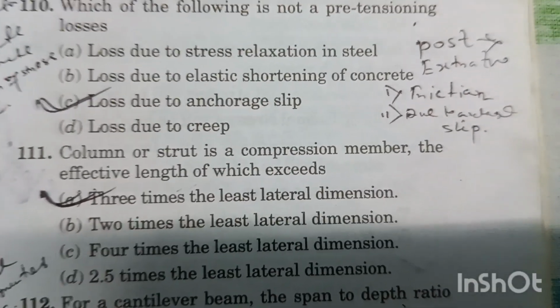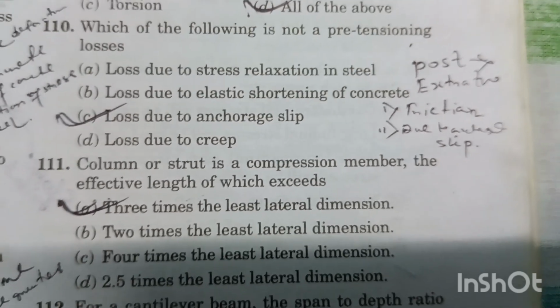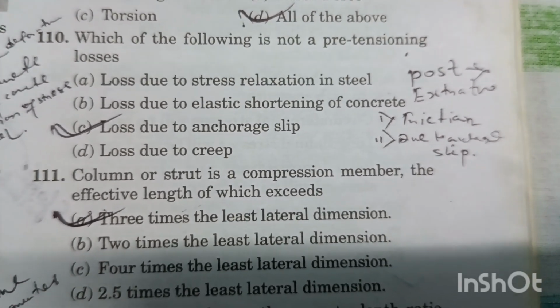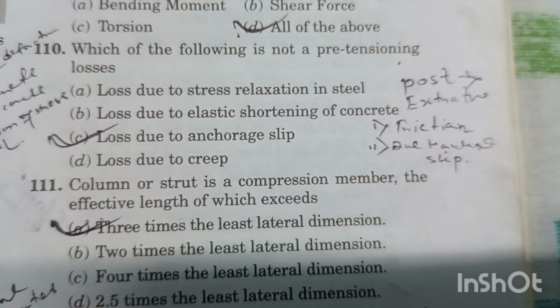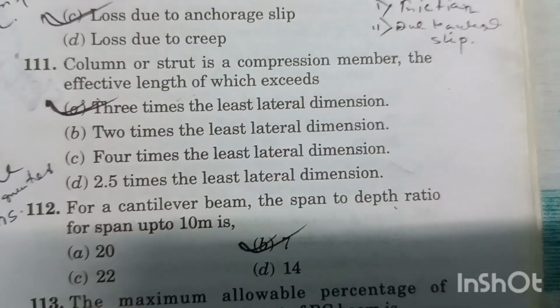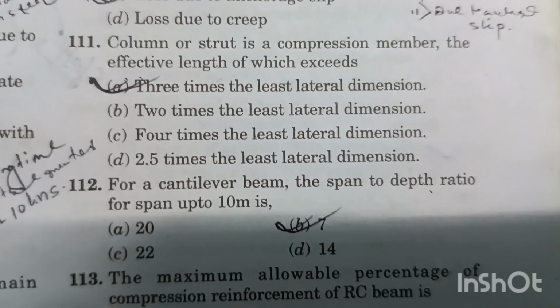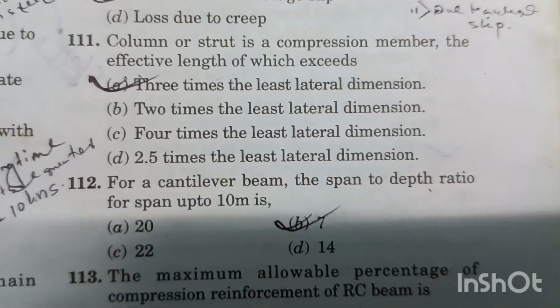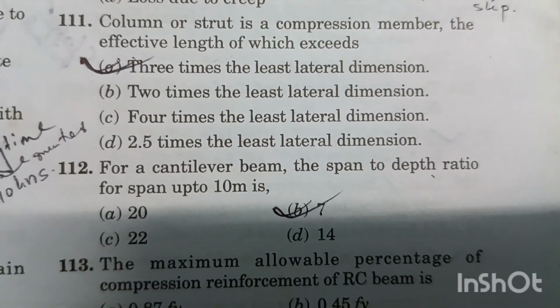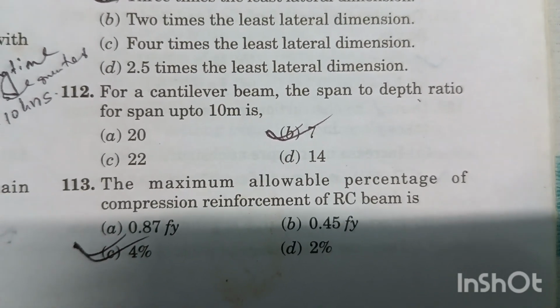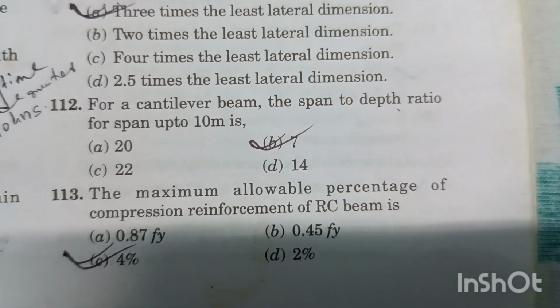Question number 111. Column or strut is a compression member, the effective length of which exceeds 3 times least lateral dimension. Option A is the right answer. Question number 112. For a cantilever beam, the span to depth ratio for span up to 10 meter is 7. Option B is the right answer. And for simply supported and continuous beam, the span to depth ratio for span up to 10 meter is 20 for simply supported beam and 26 for continuous beam.